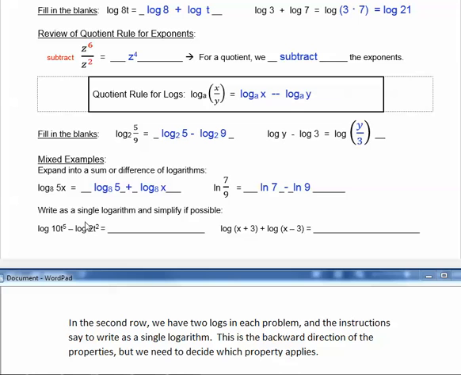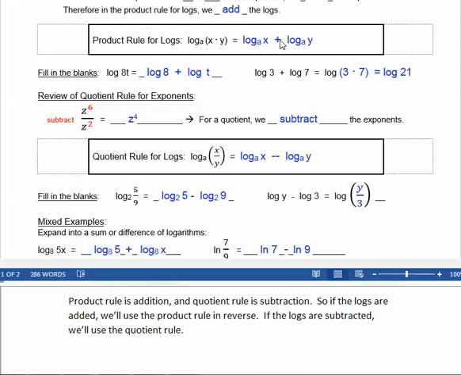In the second row, we have 2 logs in each problem, and the instructions say to write as a single logarithm. This is the backward direction of the properties, but we need to decide which property applies. Product rule is addition, and quotient rule is subtraction. So if the logs are added, we'll use the product rule in reverse. If the logs are subtracted, we'll use the quotient rule.